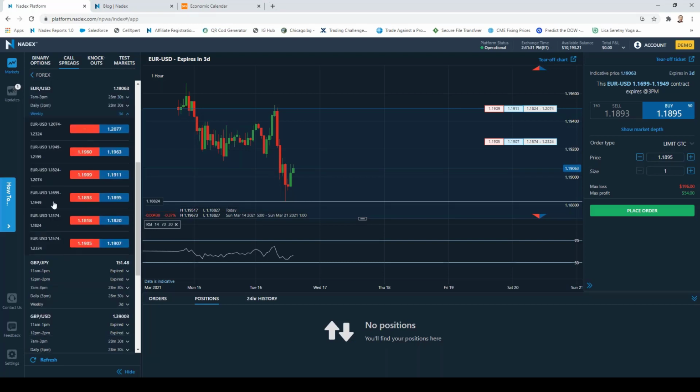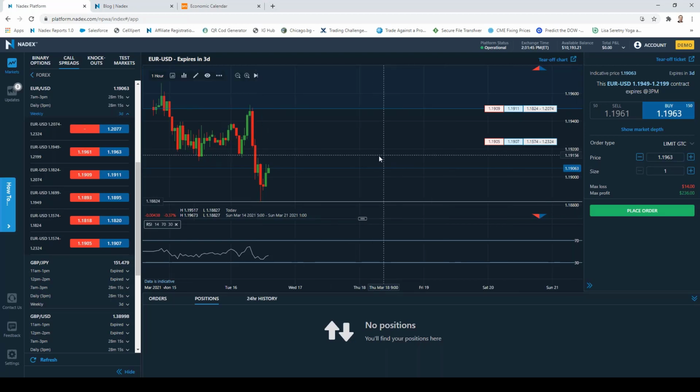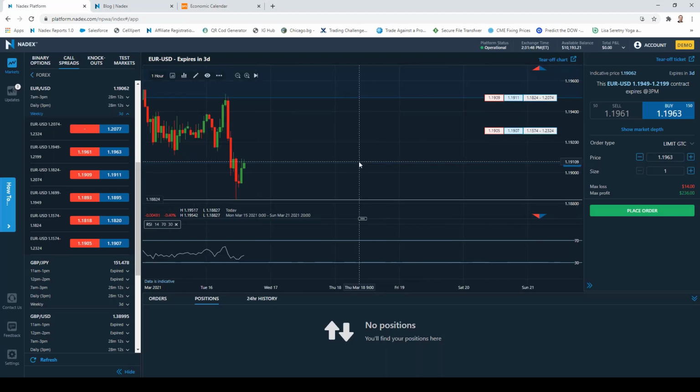So very easily, and you can see them on the chart as well. I'm going to bring that up. But 119.05 is where the market is. And I'm going to walk through both a buy and sell example here.